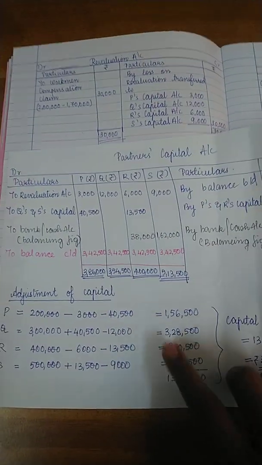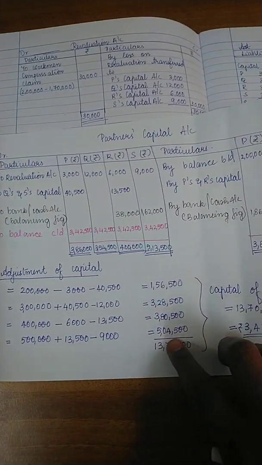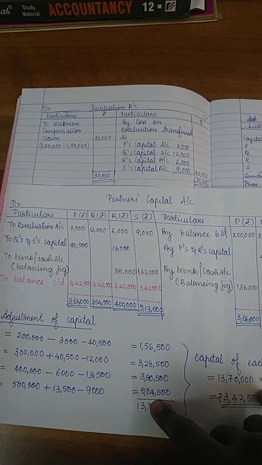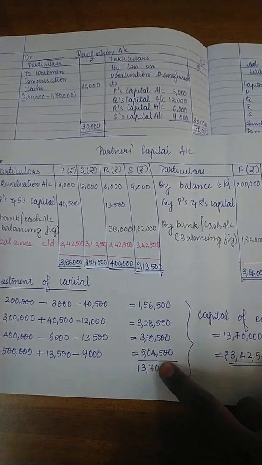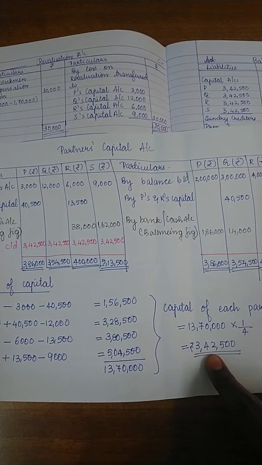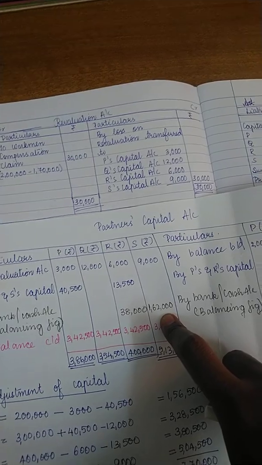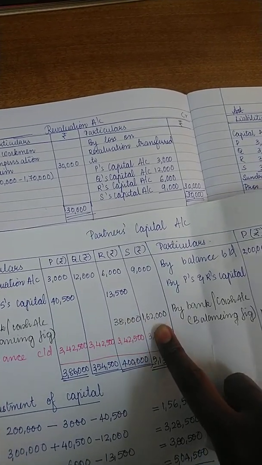Now S. Yes, the adjusted capital is 5 lakh. After making all the adjustments, S has 5 lakh rupees as capital, but S needs to maintain only 3,42,500. So S can withdraw the extra money, that is 1,62,000.